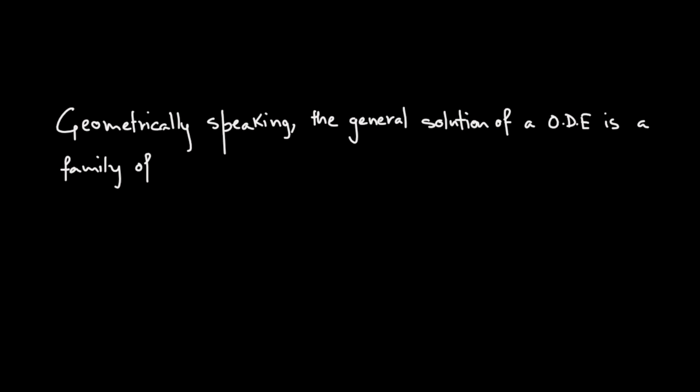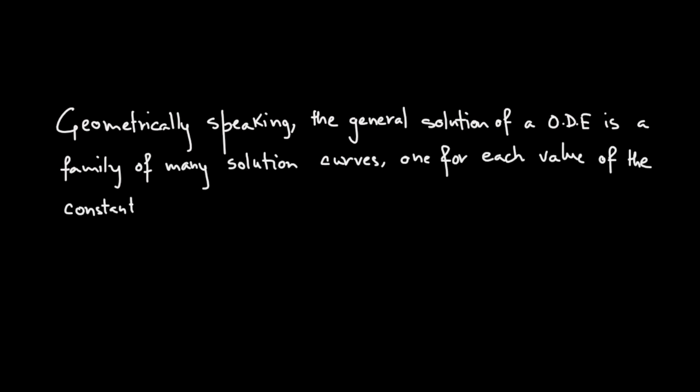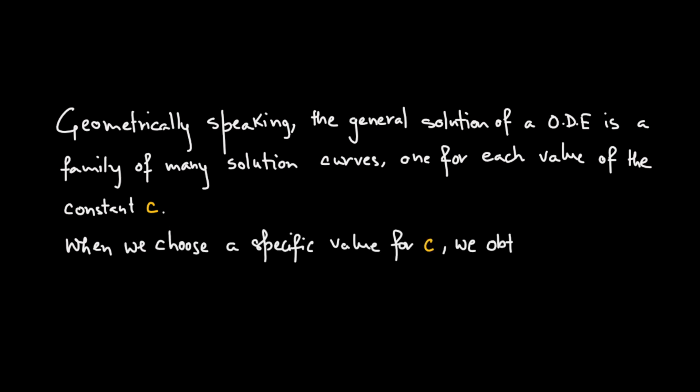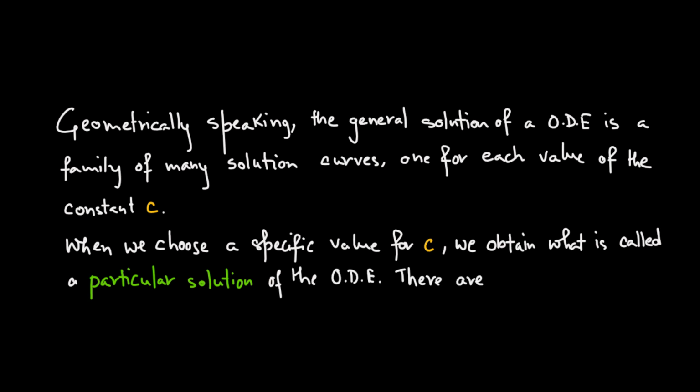Geometrically speaking, the general solution of an ordinary differential equation is a family of many solution curves, one for each value of the constant c. When we choose a specific value for c, we obtain what is called a particular solution of the ordinary differential equation. There are no arbitrary constants present in a particular solution.